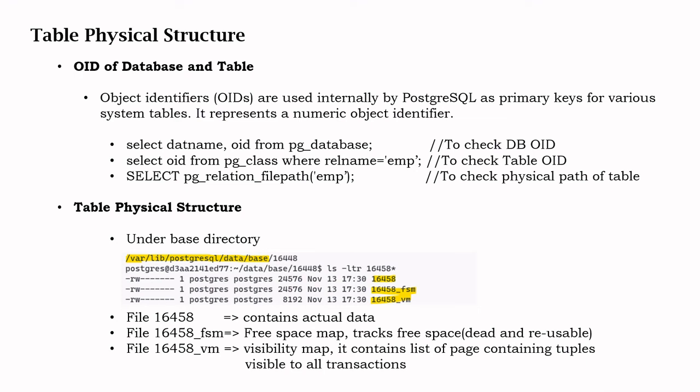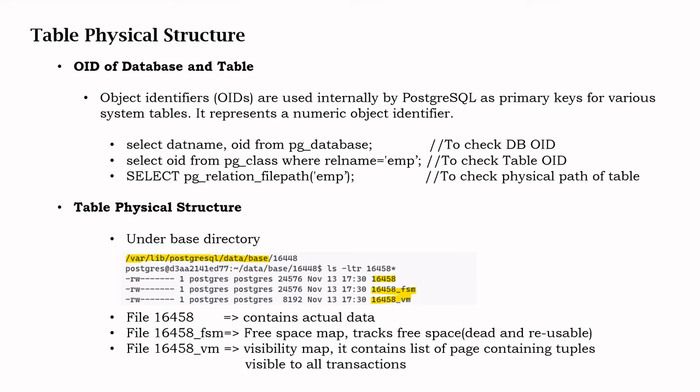Now, what are these three files? The file 16458 will contain your actual data. The _fsm file is the free space map file, which will track your free space, that means your dead as well as reusable tuples. And the _vm file, the third file, is the visibility map. It contains the tuples visible to all the transactions, which are the live tuples. Okay, so these two concepts are clear.